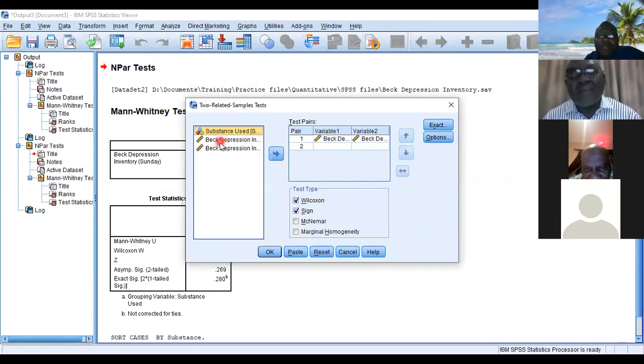You can click both of them and just move them. Variable 1 and variable 2, move them into that space. By default, Wilcoxon is checked. You can also check sign. Okay, so have you done that?